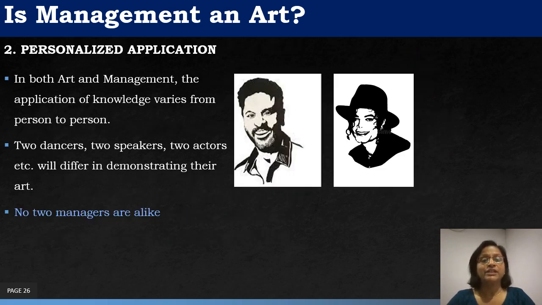Personalized application. In both art and management, the application of knowledge varies from person to person. How? Whatever we have learned, it is not necessary that we apply. For instance, two dancers, two speakers, two actors will differ in demonstrating their art. Similarly, no two managers are alike.